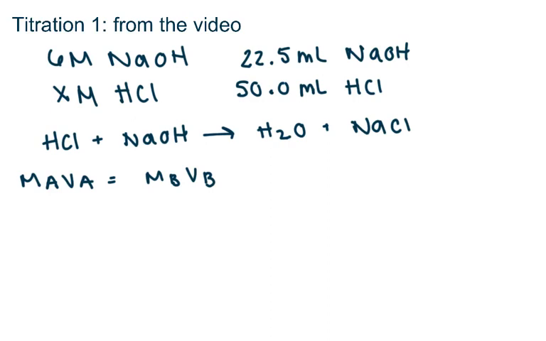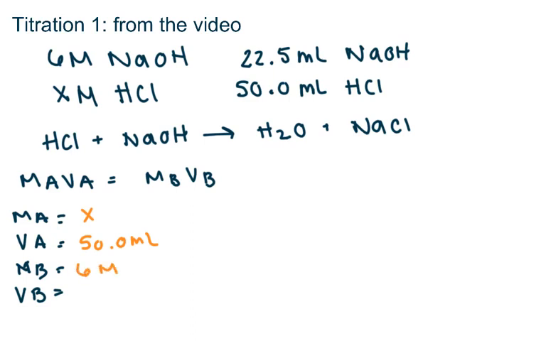The first thing I always do is take inventory. Somewhere on my paper, I like to write down MaVa, MbVb. This tells me everything that's in the formula, and I'm able to go through the problem and write down what I was given. The molarity of our acid is what we're looking for, so that's X. Our volume of acid, we were told, was 50 milliliters. The molarity of the base we started with was 6 molar, and the volume we used to titrate was 22.5 milliliters.